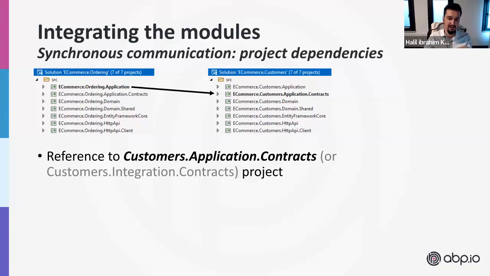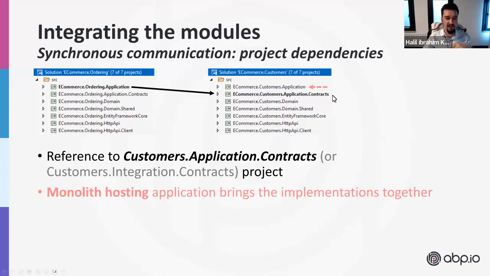For now, I assume that integration services are also located in the application and application contracts package. So all you need is a reference to the application contract package, and use the services with interfaces. When you host this application as a monolith, all you need to do is add a reference to the application package from the monolith hosting application.